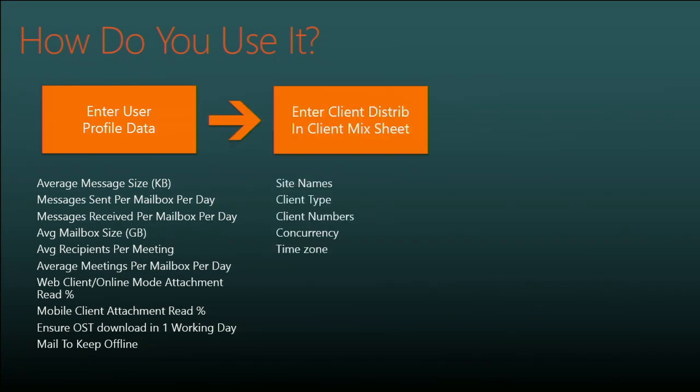The next thing we do is we go into the client distribution. We go into the client mix sheet, and we enter in their site names, the client type, the client numbers, the concurrency, and the time zone. And that allows us to predict the shape of the curve.